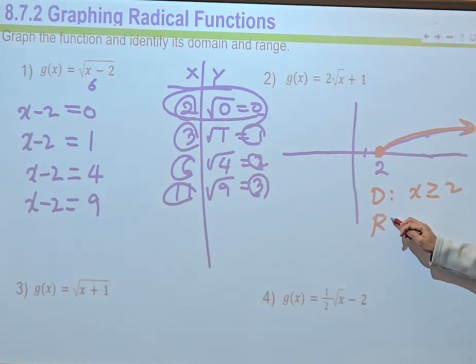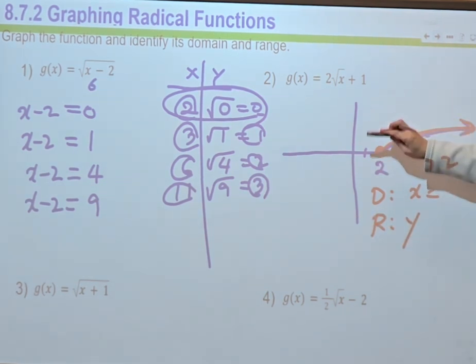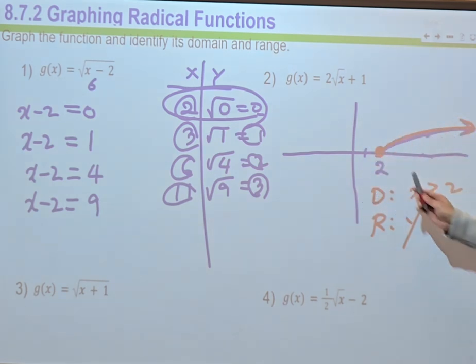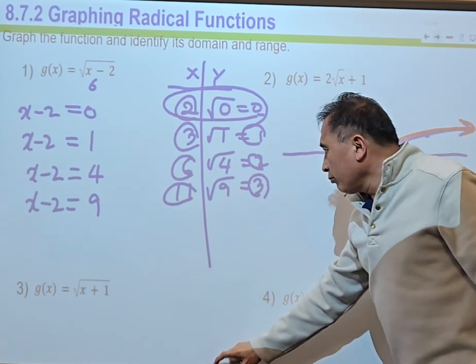And range, possible y value. Possible y value is here above, right? You don't see any below, right? So bigger than or equal to 0. Does everybody make sense here? Yes. So we'll do just one more.